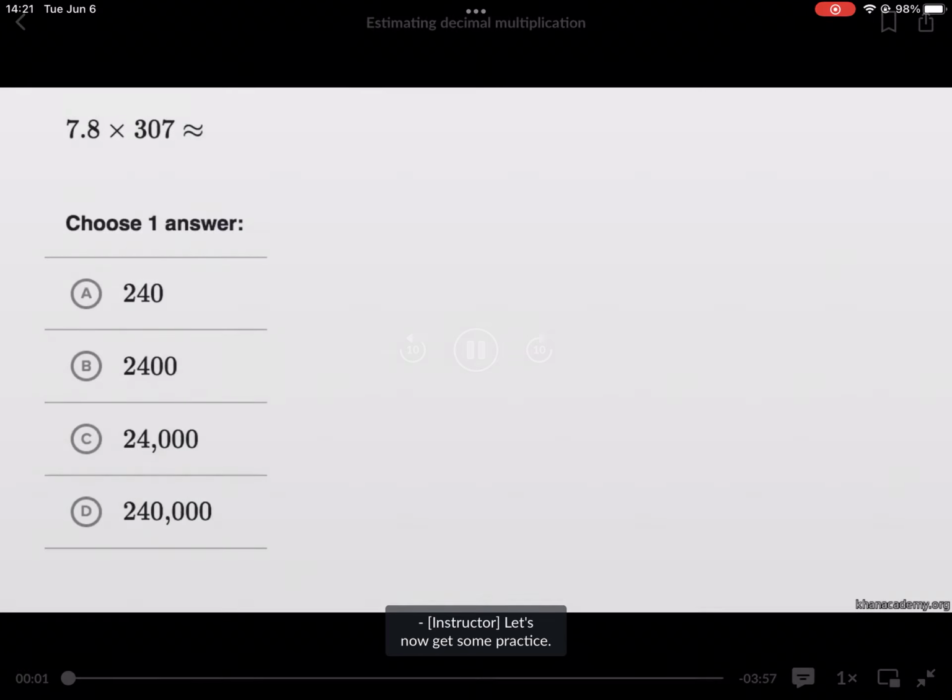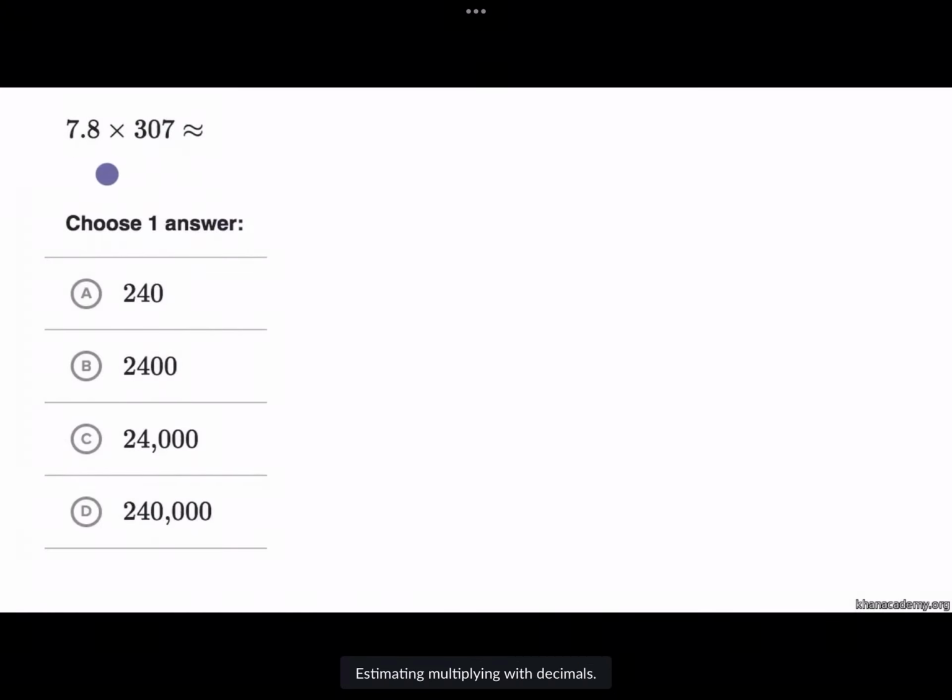Now let's get some practice estimating multiplying with decimals. So first here we have 7.8 times 307 is approximately equal to what? When you see the squiggly equal sign, that means approximately equal to. So pause this video and see if you can figure it out on your own.